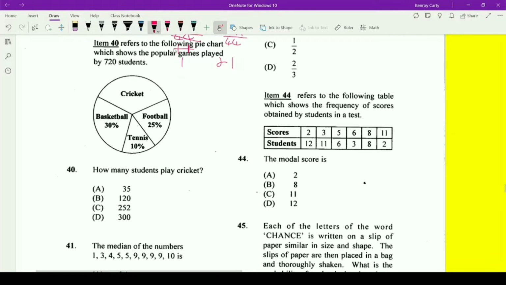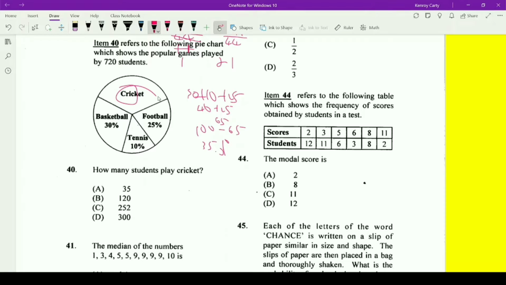Alright, let's go again. Item 40 refers to the following pie chart, which shows the popular games played by 720 students. Remember that part, very important part. How many students play cricket? Now this is based on percentages. Percentage means per 100, so I need to find out how much percent this is in total. So I have 30 plus 10 plus 25. 30 plus 10 is 40. 40 plus 25, 40 plus 20, 60 plus 5, 65. Take your time. So you're going to have 100 minus 65, which leaves you with 35%.